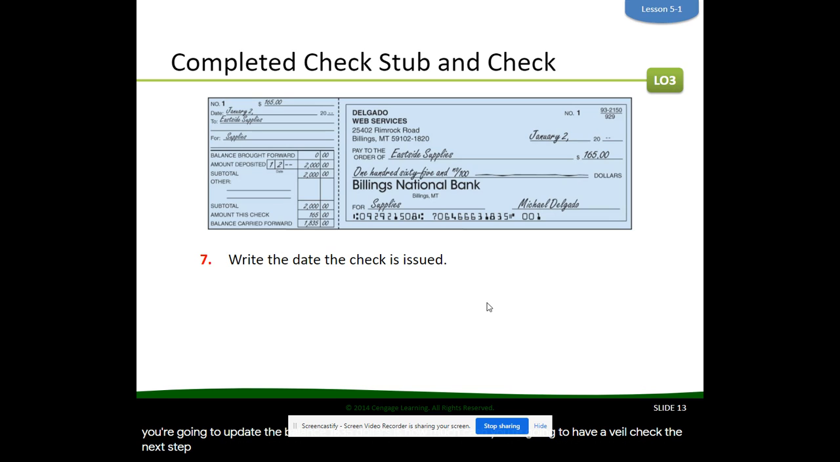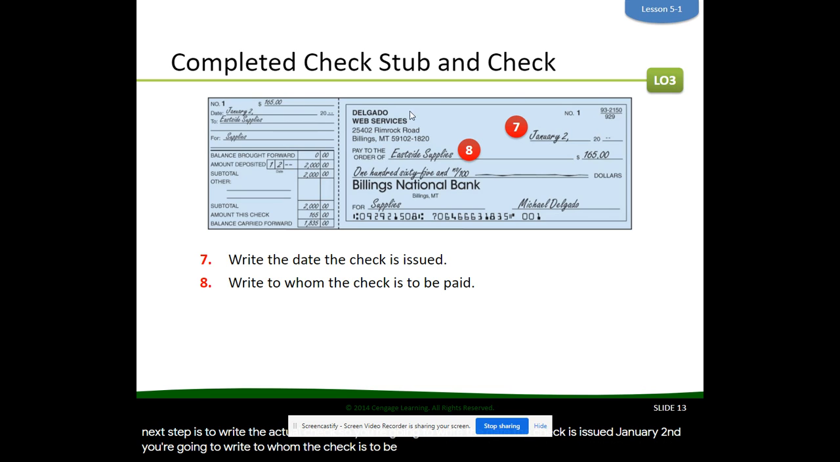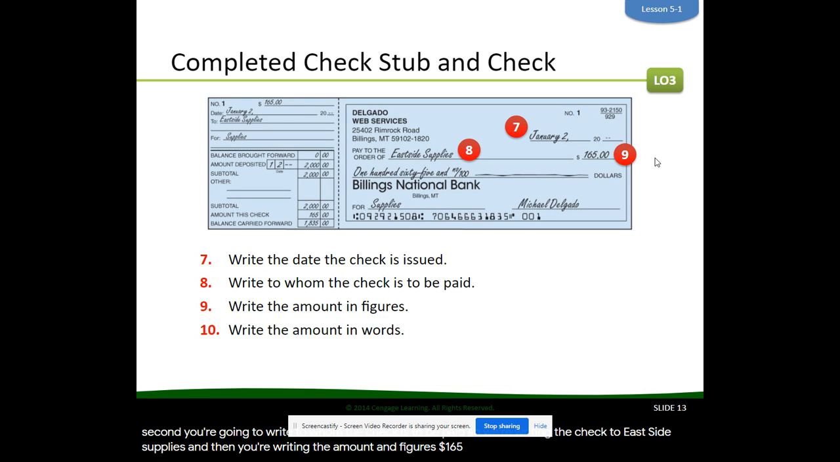The next step is to write the actual check. So you're going to write the date the check is issued, January 2nd. You're going to write to whom the check is to be paid. So we're writing the check to Eastside Supplies. And then you're writing the amount in figures, $165, and the amount in words. It's very important that these two amounts match up. If they don't, the bank will not cash the check. So you're spelling it out, 165.